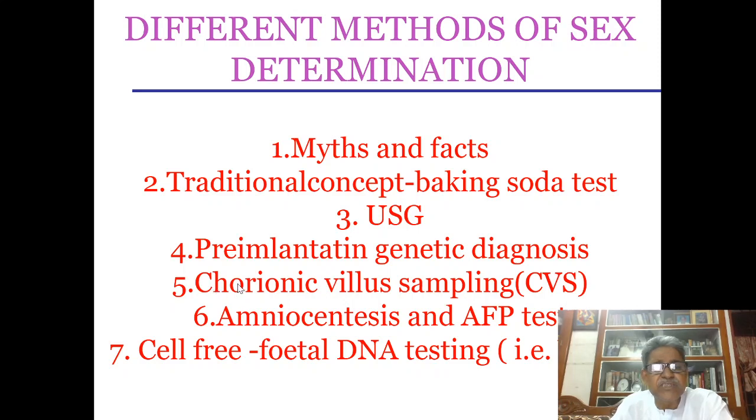Another process is chorionic villus sampling, CVS. You know the chorionic villi in the placenta. By the invasive method, the sample is collected from the mother's womb and analyzed for detection of male and female babies. Another test is amniocentesis, from the amniotic fluid collected from the mother's womb, and the AFP test.